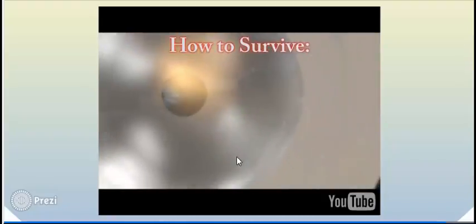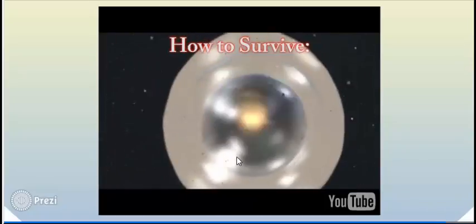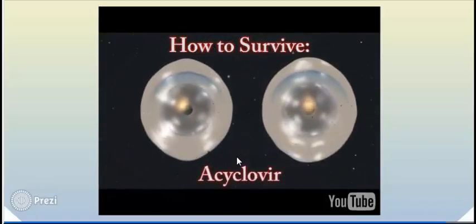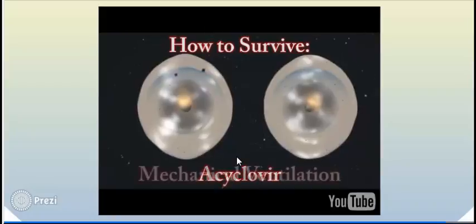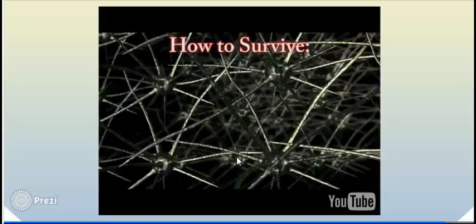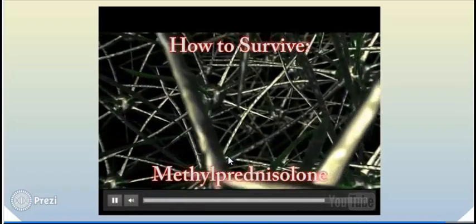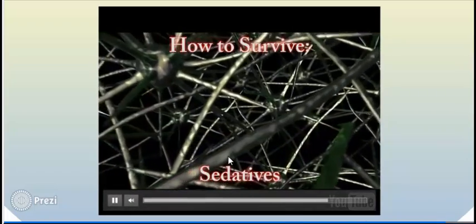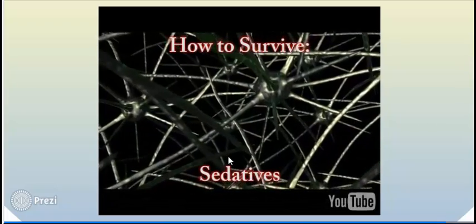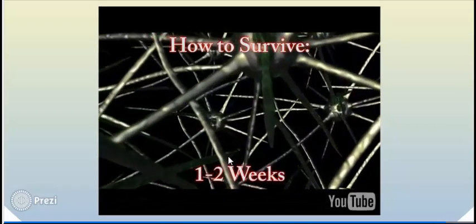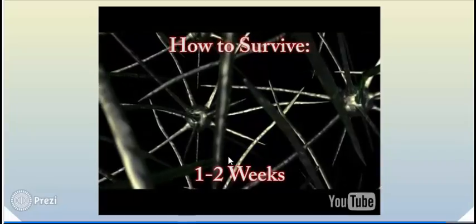Treating encephalitis is usually symptomatic and often includes the use of antiviral drugs combined with supportive treatment such as mechanical ventilation. Corticosteroids such as methylprednisolone may also be administered to help reduce the brain swelling and inflammation, while sedatives can be used to treat irritability or restlessness. Most cases last about 1 to 2 weeks as the symptoms gradually or suddenly disappear, while some cases can take several months to fully recover from.